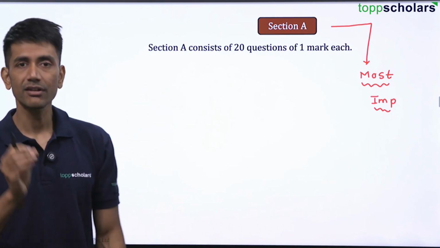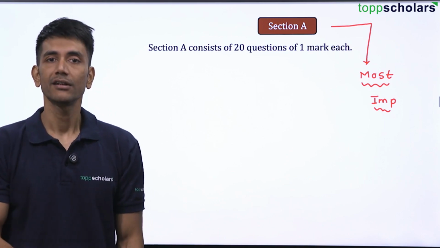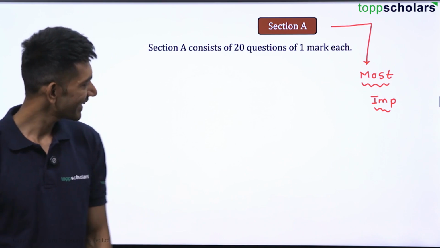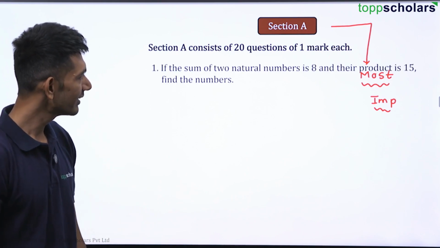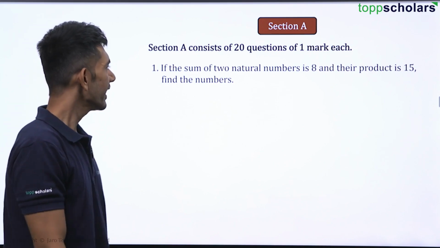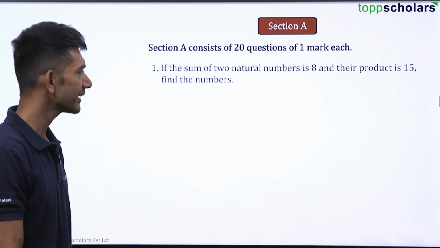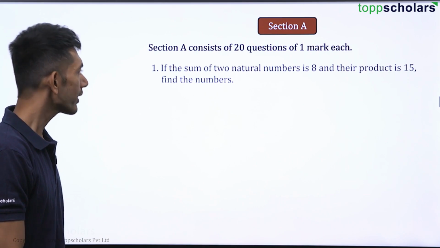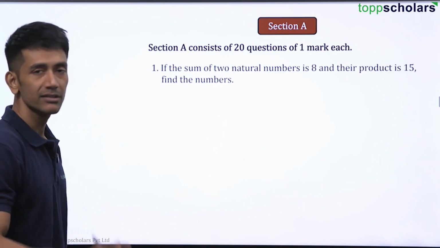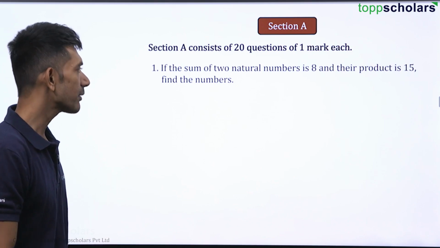So these questions are very important because they are very easy. So out of 80 marks, securing 20 marks becomes very easy for us, right? So let us see the question straight away. This is the first question. So what does the question say? The question says that if the sum of two natural numbers is 8 and their product is 15, find the numbers. Simple. Sum of the two natural numbers is 8 and their product is 15.